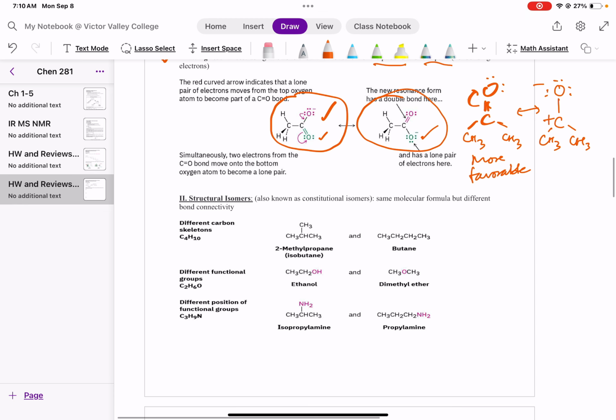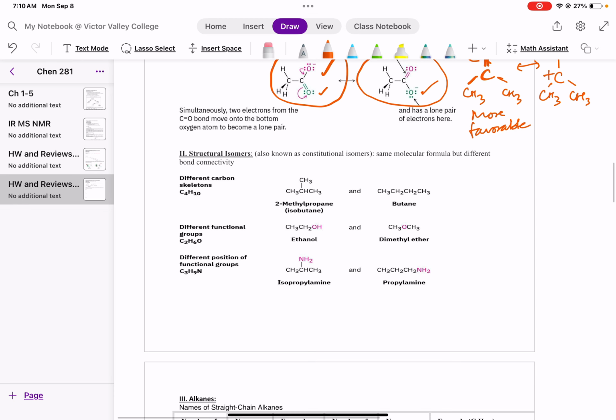Okay, back to structural isomers, also known as constitutional isomers. Here are some more examples. Same molecular formula, but different bond connectivity. Now we have C4H10. So we have a straight butane and we have a branched one. And we did that earlier.